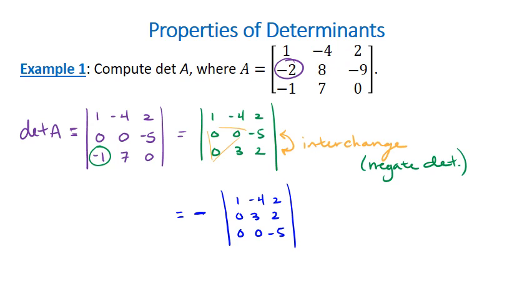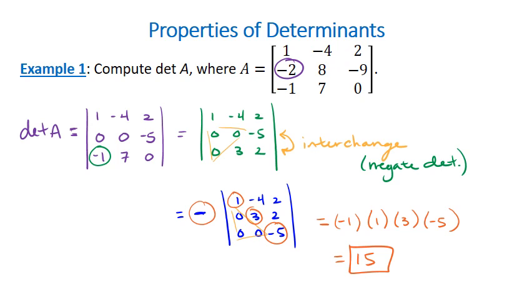Okay. All right, well now I have my triangular matrix. And I mentioned before that if you have this, then you can take the product of these diagonal entries. So the determinant is this -1 times 1 times 3 times -5. And when I multiply that, I get 15 for the determinant.